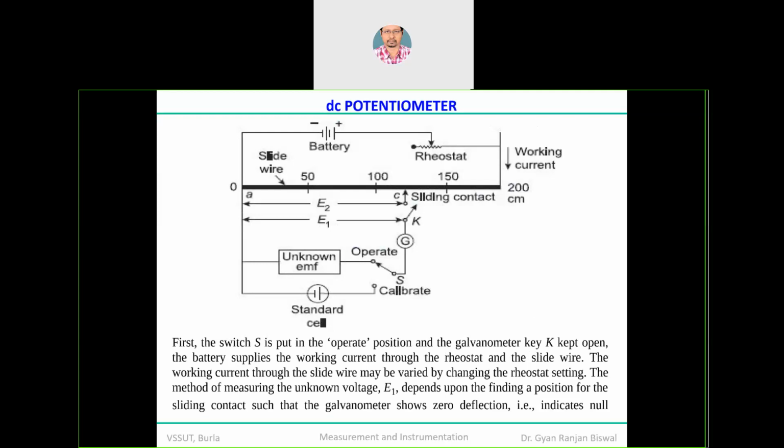So this is the sliding mode contact, as you can see. There is one unknown EMF, and one switch is used where two options are there. Operate, that means to connect. Whenever the switch is connected in the upper mode, we are going to find out the unknown value of EMF, for example E1 or E2, with respect to the total voltage. Clear?